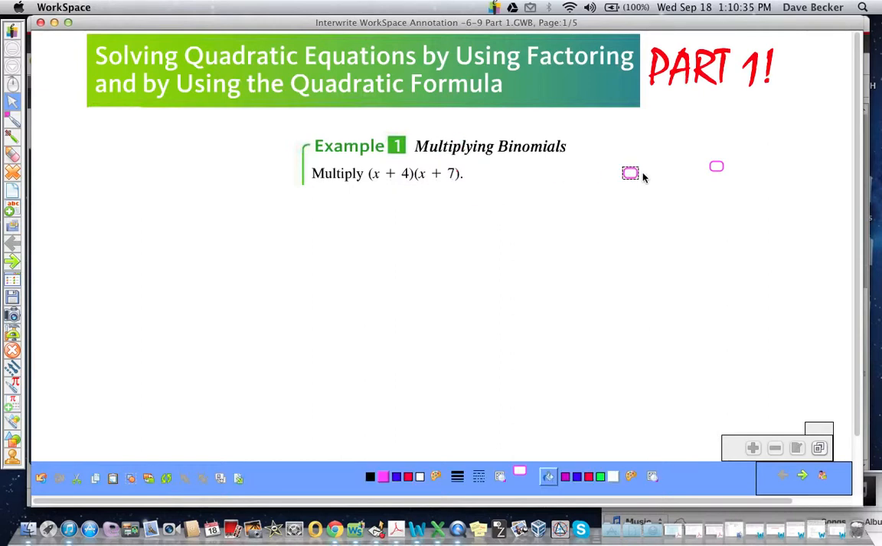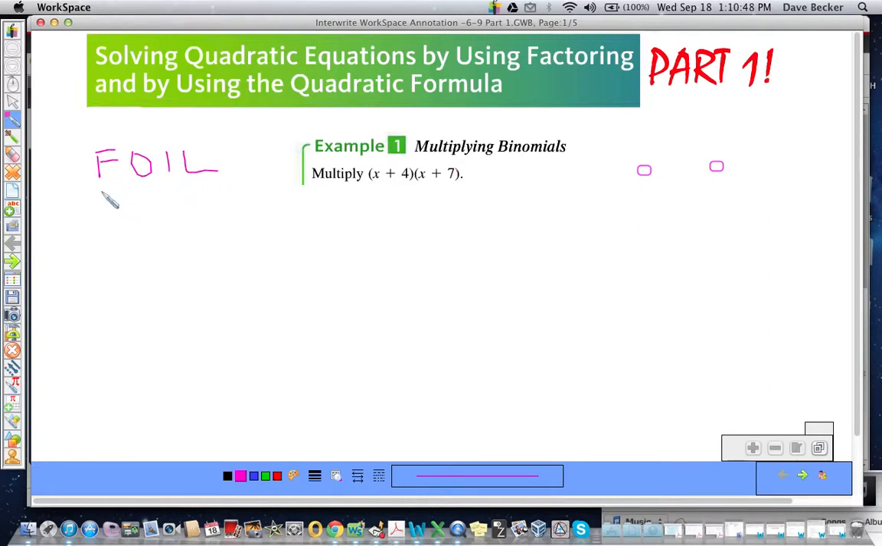Okay, so multiply x plus 4 times x plus 7. This is review for you. It is the FOIL method, F-O-I-L, where we find the product of the first terms, then the product of the outside terms, then the product of the inside terms, and then the product of the last terms. And then we simplify if necessary.